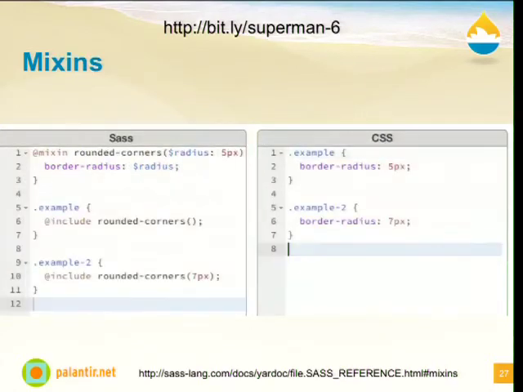And how do we use them? Pretty easy, actually. You just add include rounded corners. Here we're using it without the parameter. And so when it gets generated, it's using the default 5 pixel variable here. And then here, we're passing 7 pixels as a radius. And it gets generated out, and then it's using 7 pixels. So basically, instead of extends and placeholder selectors, where you're copying the selector from one spot up to the placeholder, here you're copying the properties from the mixin into your rule set. So we're copying properties instead of copying selectors.